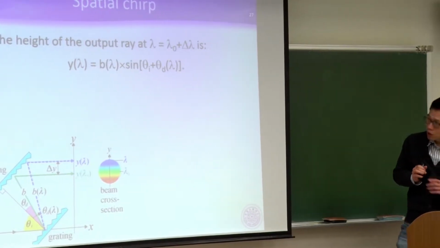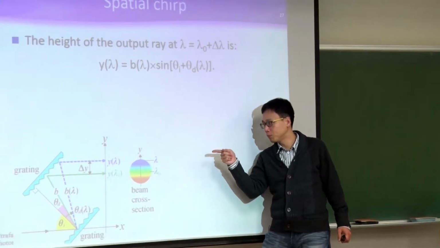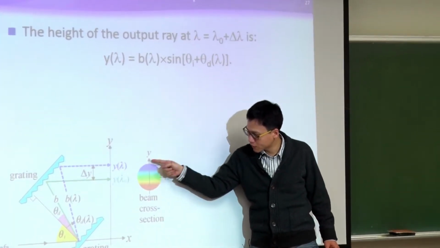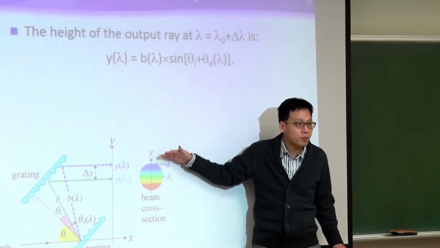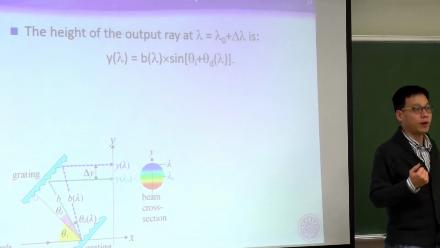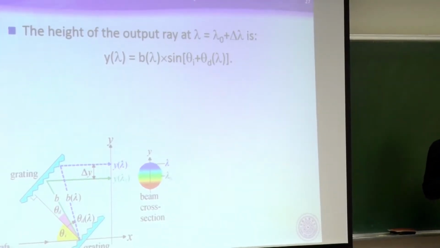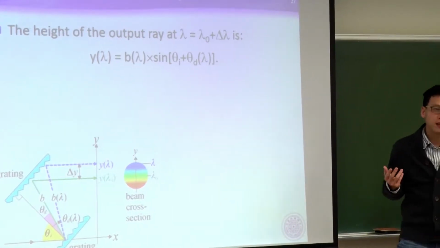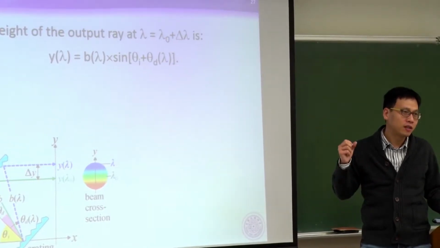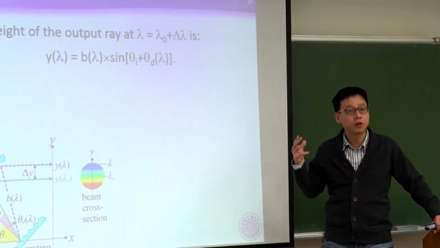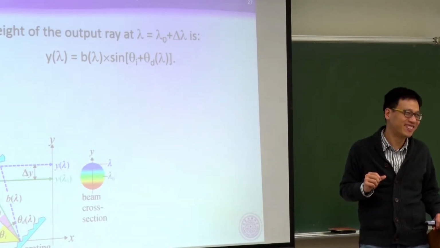Okay? So if you look at the output beam in this way, you will probably see something like this. Different colors spread along the vertical direction. That is the meaning of spatial chirp. Okay? And of course, this is something you do not want, right? If your laser beam has spatial chirp, you can imagine after, say, focusing at the focal point, you will see something strange.